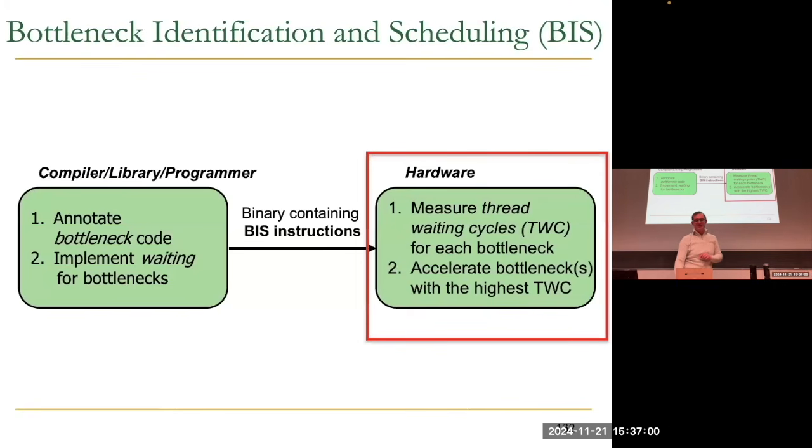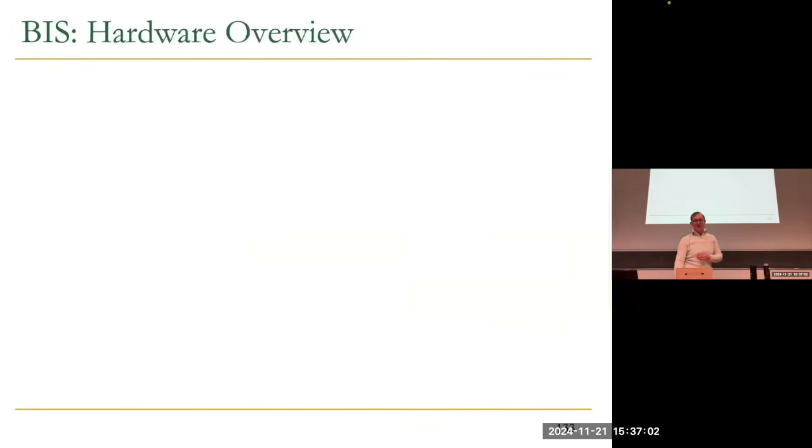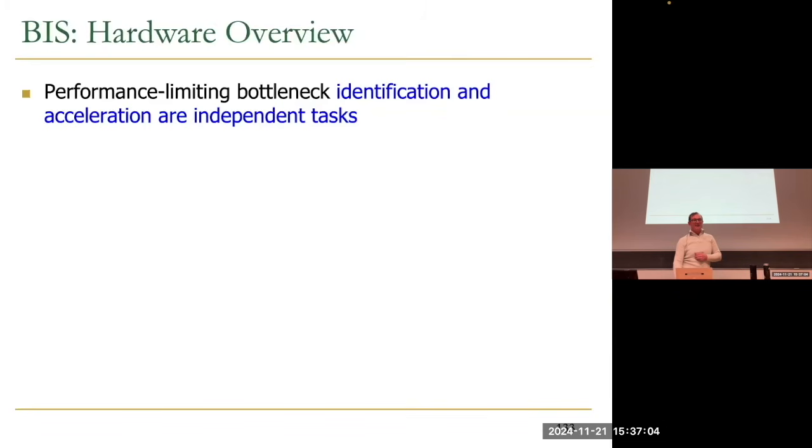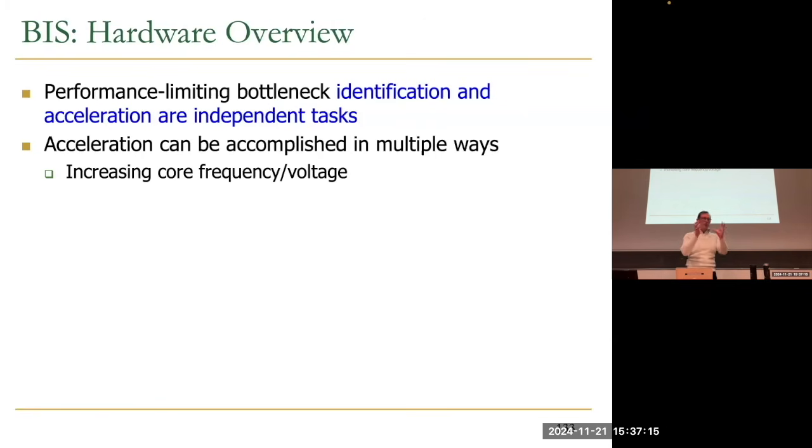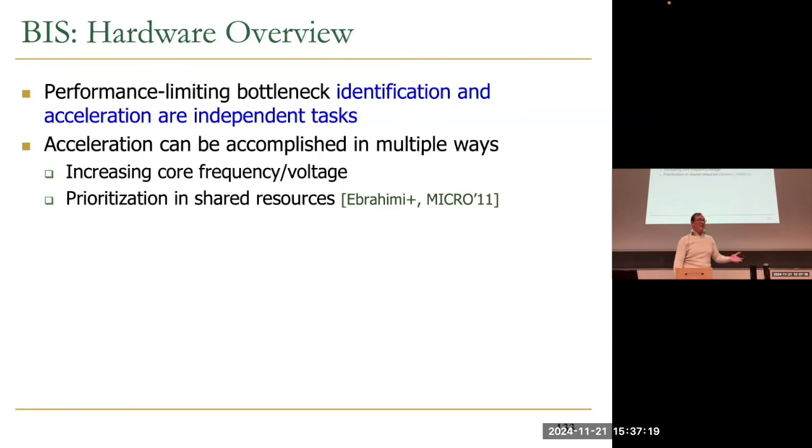Let's take a look at what the hardware does. With this information, the hardware can actually do a lot. As I said, identification and acceleration are independent tasks. Acceleration can be accomplished in different ways. You can increase the frequency and voltage of the core that's executing the identified bottleneck. You can prioritize that bottleneck in shared resources, as we have seen actually in, not thread cluster, but parallel application memory scheduling. These works were actually done concurrently.